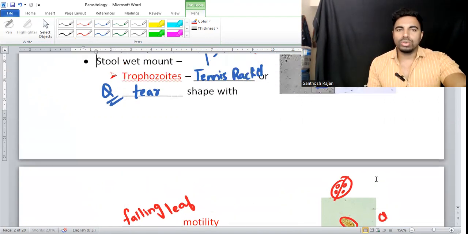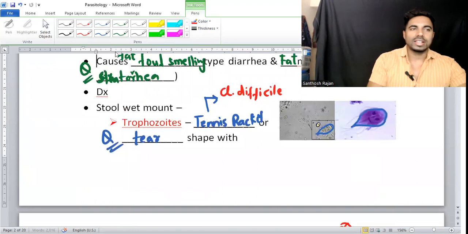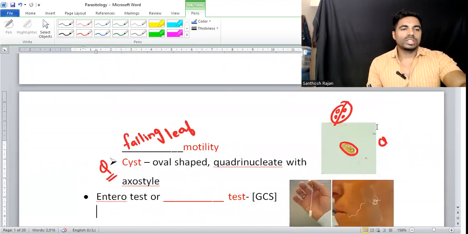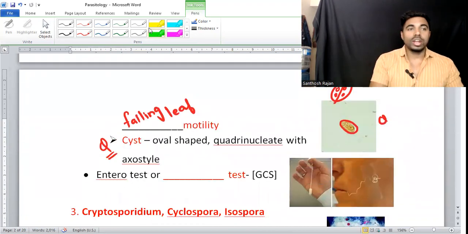A Giardia picture you can also have, commonly asked. This can be asked, examiner's favorite. So usually they will ask this question also. They give the shape and tell you to identify what this is. You see all these things, axostyles and everything with the nucleus, two nuclei. Okay, right? That's all.